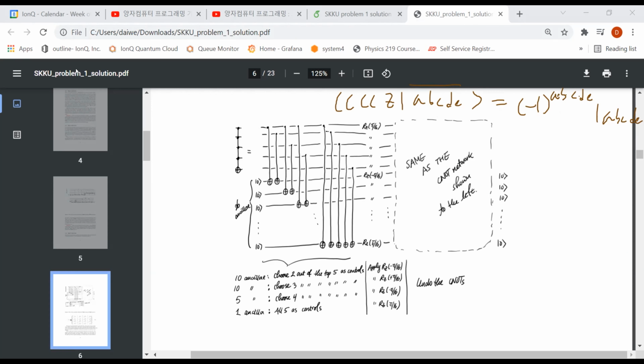That's right. And this guy is, what is that? E to the I pi over 16. Pi over 16. Everything to the power of 16 A, B, C, D, E. Okay, 16 A, B, C, D, E.